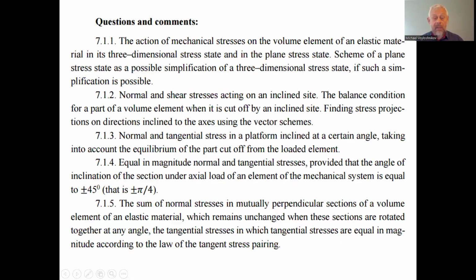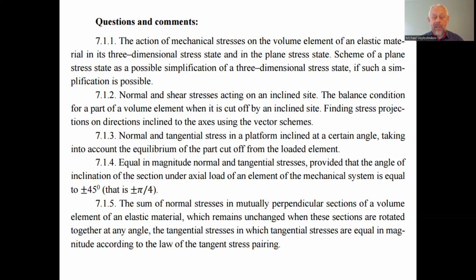Okay. Questions and comments. 7.1.1, the action of mechanical stress on a volume element of an elastic material in the 3-dimensional stress state and in the plane stress state. Scheme of the plane stress state as a possible simplification of the 3-dimensional stress state, if such simplification is possible.